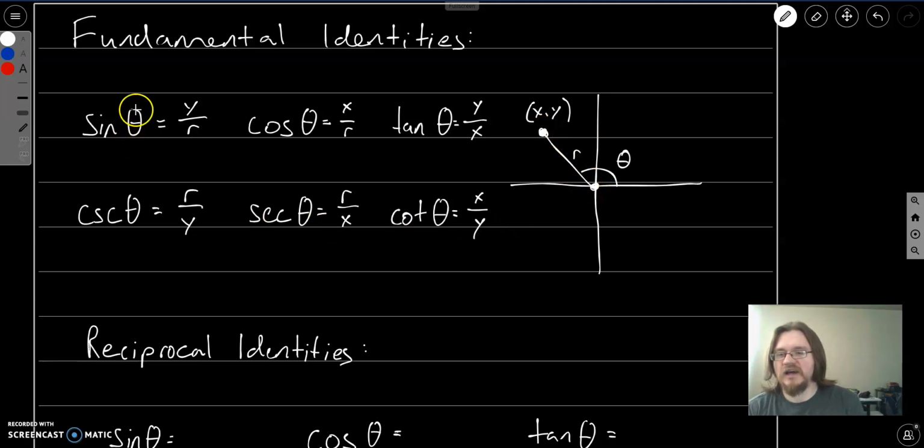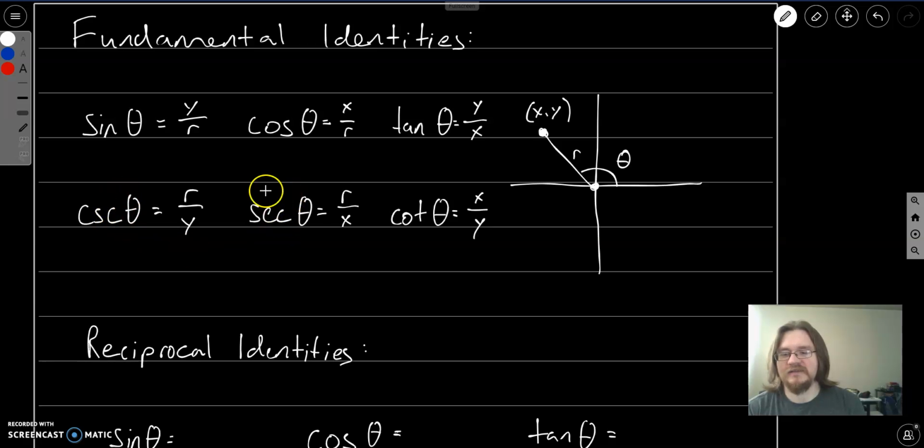So the sine of an angle is going to be the height of that point, y, divided by r, the length, the distance from that point to the origin. Cosine is going to be x divided by r, and tangent is y divided by x.